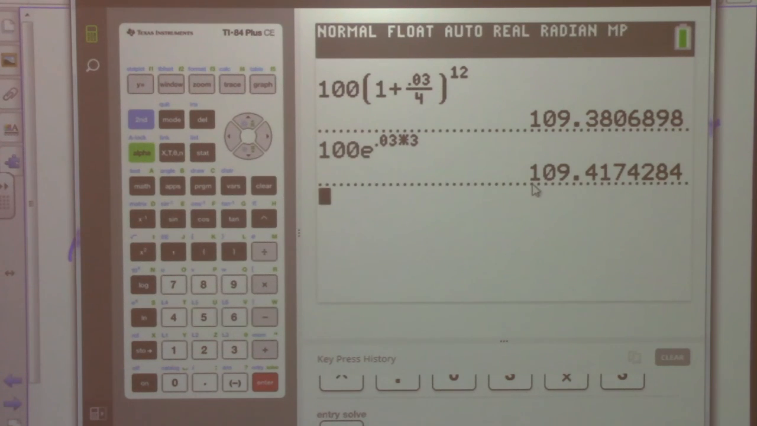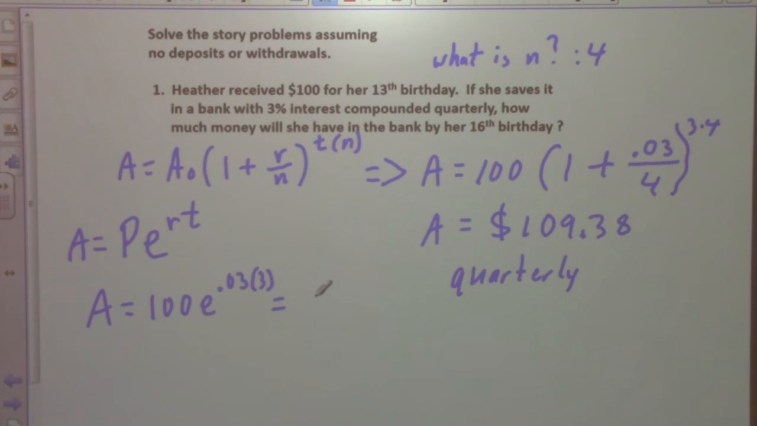So here we have 109.42. So we'll say 109.42, round to the nearest penny. So this is continuous.